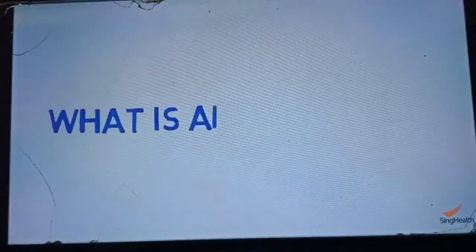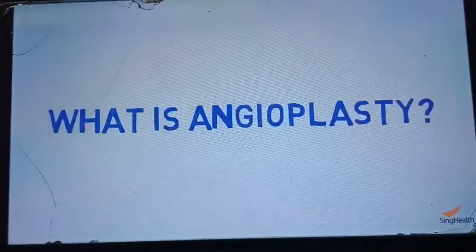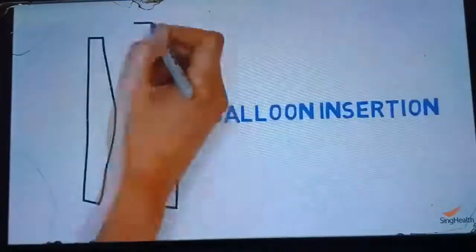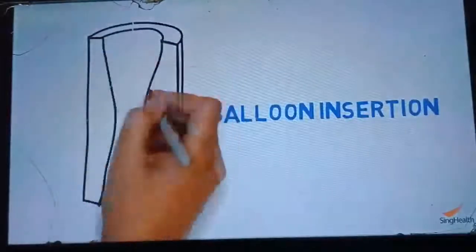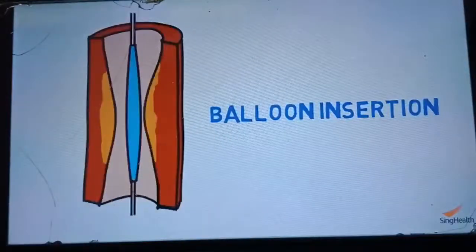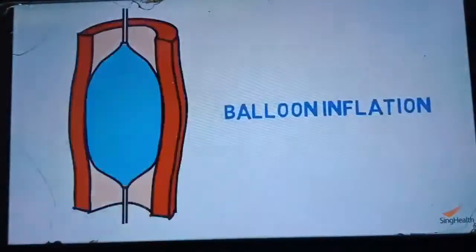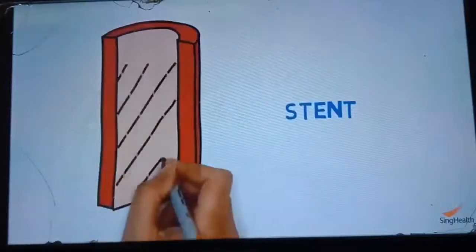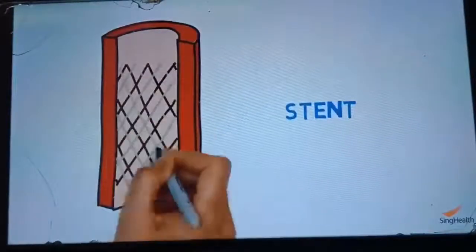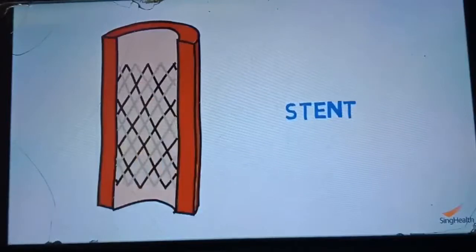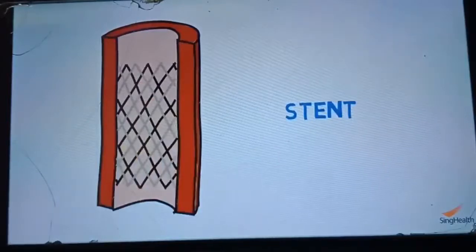If a blockage is identified, another procedure to unblock the vessel will be required. This is called angioplasty and is usually performed in the same setting. In angioplasty, a specially made balloon placed on a wire is passed into the narrowed or blocked coronary artery. The balloon is then inflated, enlarging the narrowed segment. In many cases, a metal mesh tube or scaffold called a stent is then placed at the site of the narrowing to keep the blood vessel open.